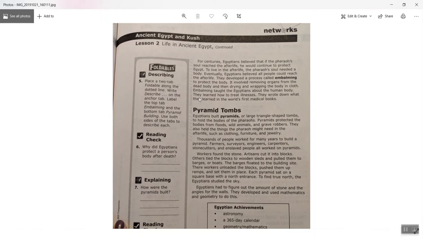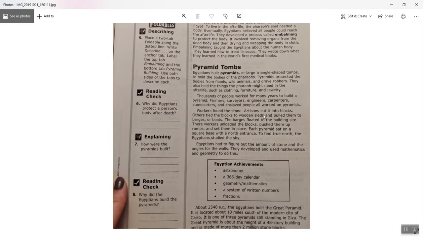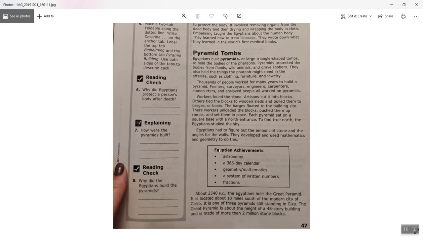Number 6. Why did Egyptians protect a person's body after death? Right in here. Number 7. How were the pyramids built? Right in here. Number 8. Why did the Egyptians build the pyramids? Again, up in here. Right in here.